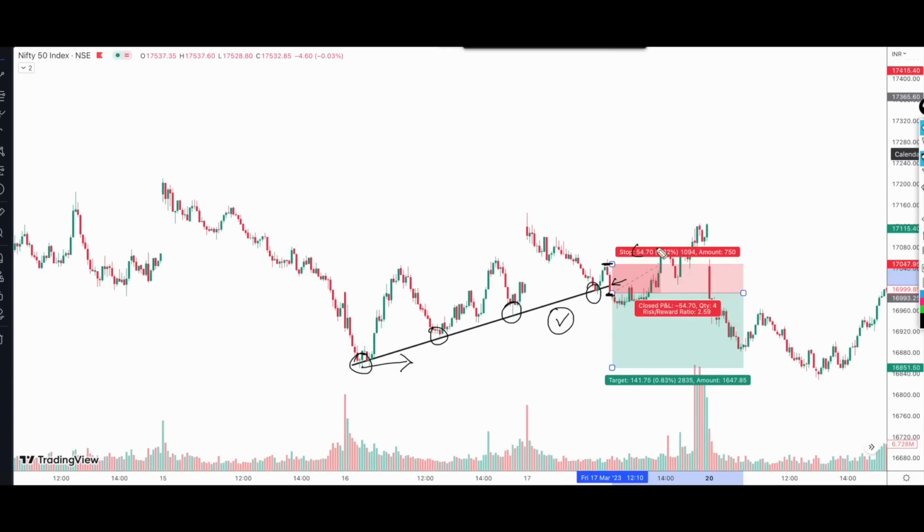So the risk is around 55 points here and your target is 140 points. This is also close to 1% return of Nifty total value. I think it is somewhere around 0.75% of total value of Nifty.